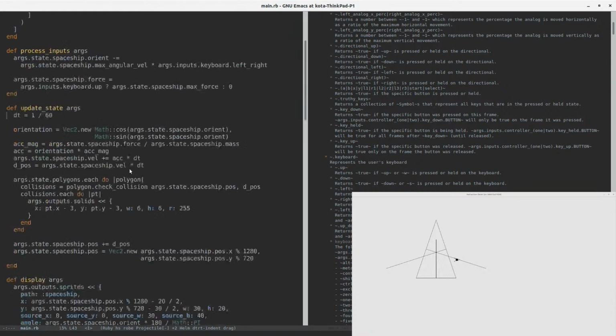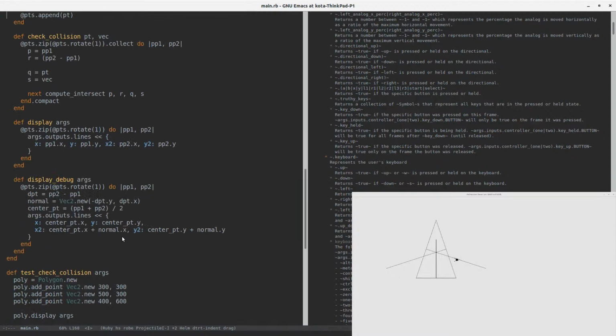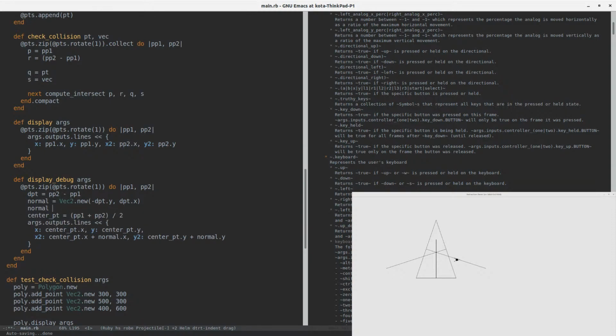Good. I'm glad it's been interesting. So in our display debug, we'll just divide our normal to make it normalized. And we'll probably just multiply this by 10 or something, so it's at least visible. 10 times. And now we have our normals.